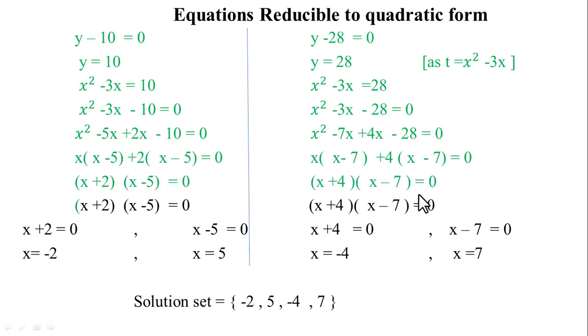Then they have two factors. After writing the values, either x plus 2 is equal to 0 or x minus 5 is equal to 0. So x is equal to minus 2 and x is equal to 5. Similarly, x plus 4 is equal to 0 and x minus 7 is equal to 0. Here x is equal to minus 4 and x is equal to 7. So the solution set of question number 16 is minus 2, 5, minus 4 and 7.